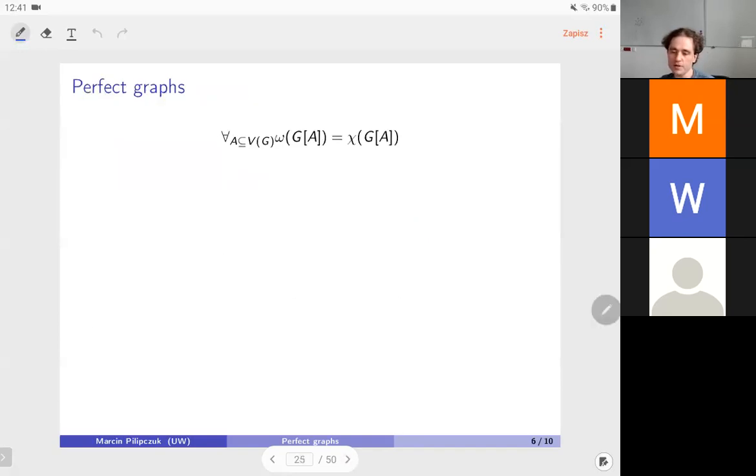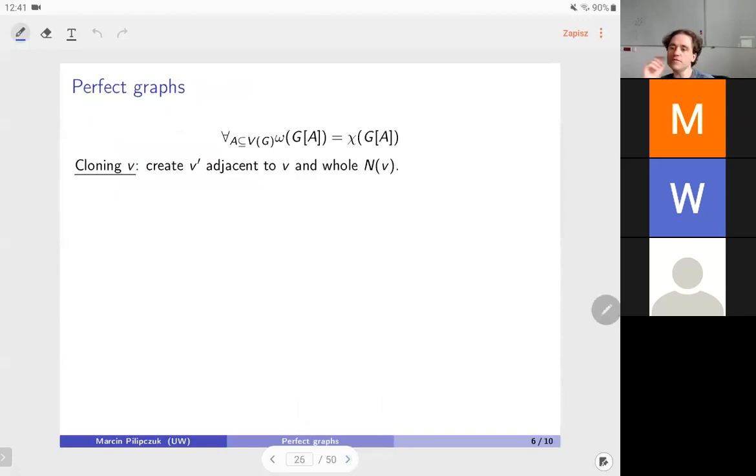And now we are actually going to prove the weak perfect graph theorem in the next few slides. So let's recall the definition. The definition of the graph class is that every induced subgraph has omega equals chi. And we want to have one lemma, again an observation of Lovász. It's actually a pivotal question.